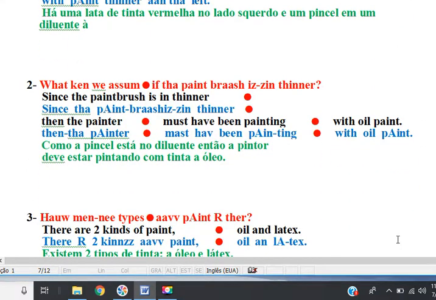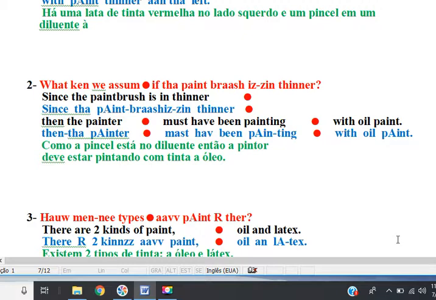Line 2. Since the paintbrush is in thinner, then the painter must have been painting with oil paint.